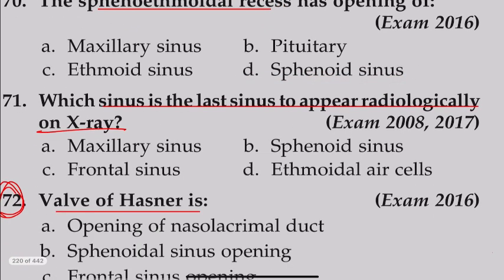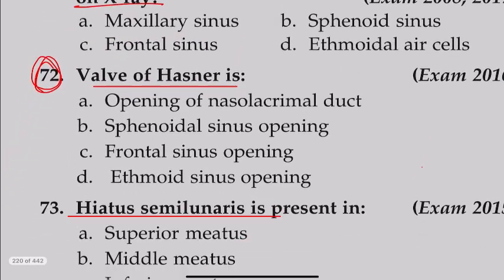Which sinus is the last sinus to appear radiologically on X-ray? Last, that is the frontal sinus, last to develop. The valve of Hasner is what? That is the opener of the nasolacrimal duct.